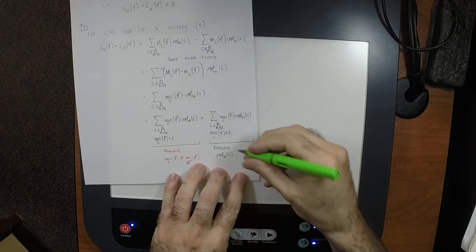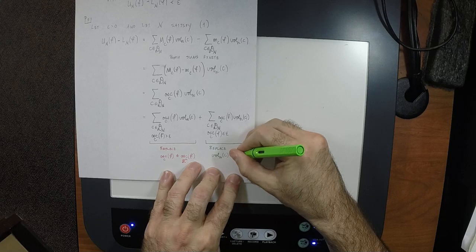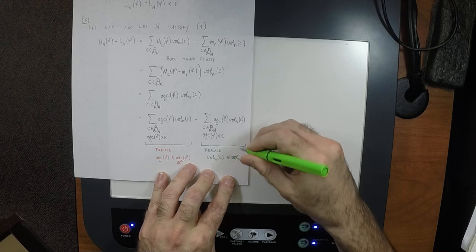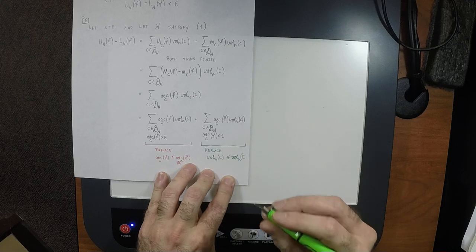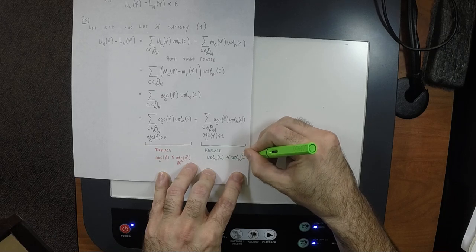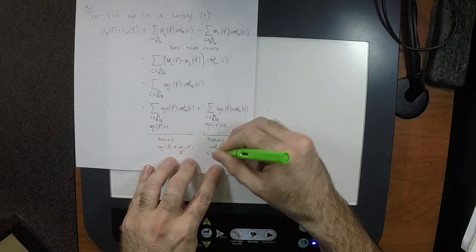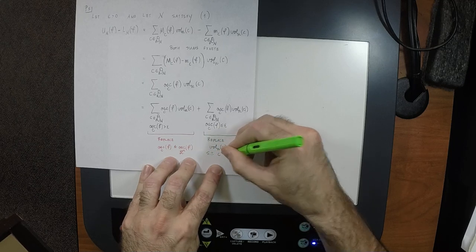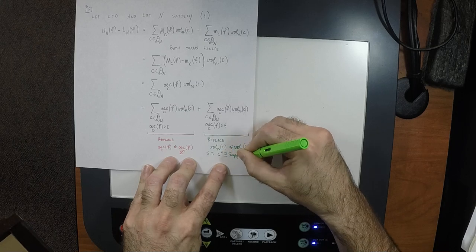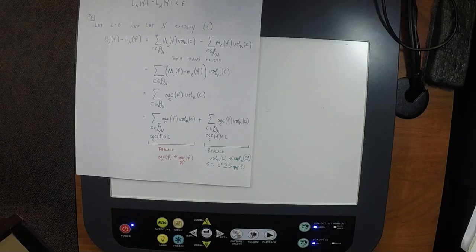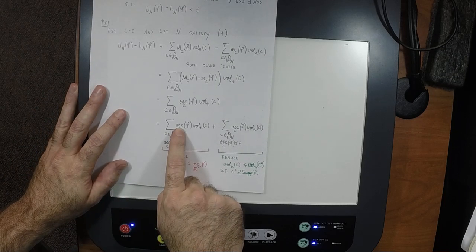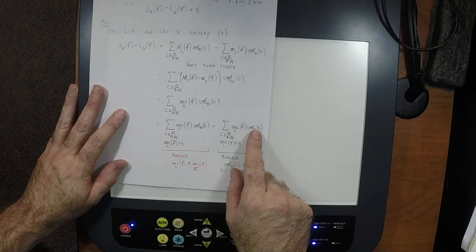Okay, so I'll replace this volume. This will be less or equal to the volume of some C, what do I want to call it? C star, such that C star contains the support of F. So now, what I'm saying is that this factor is going to be replaced with something that's bigger. This factor is going to be replaced with something that's bigger.